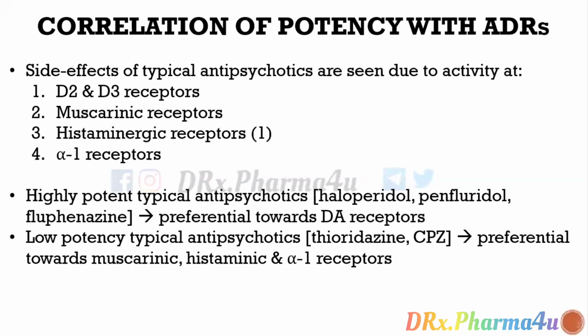Highly potent typical antipsychotics, examples are written here: haloperidol, fluphenazine, trifluoperazine, thiothixene, etc. They are preferential towards dopamine receptors. And the low potency typical antipsychotics, for example thioridazine, chlorpromazine, mesoridazine, etc., are preferential towards muscarinic, histaminic, and alpha-1 receptors.